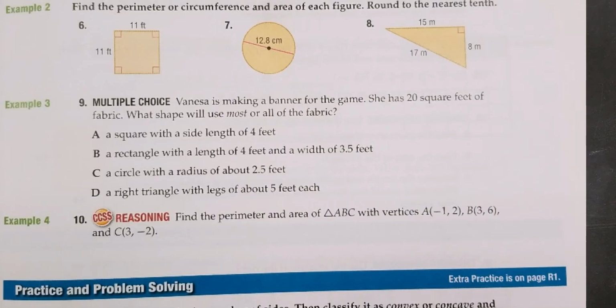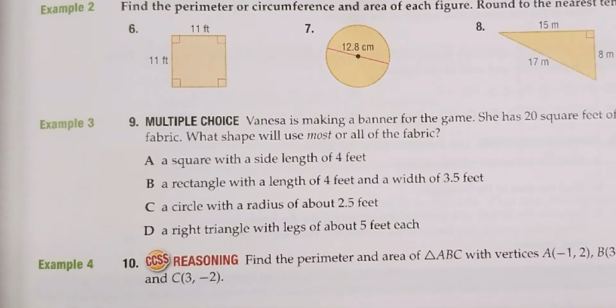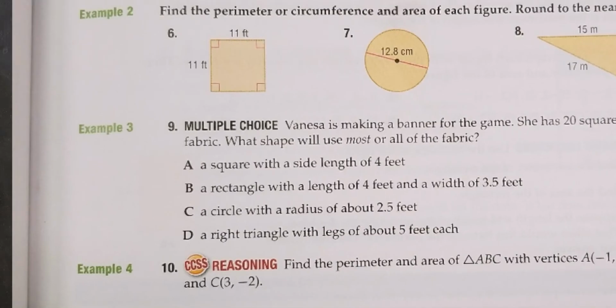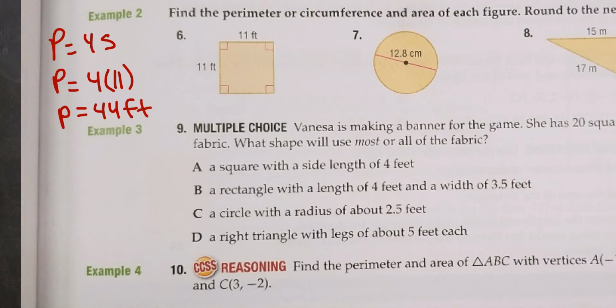Alright, number 6 through 11, find the perimeter or circumference and area of each figure. So, 6, it is a square, so the perimeter is equal to 4 times the side length. So the perimeter is equal to 4 times 11. So the perimeter is equal to 44 feet. Don't forget your label.